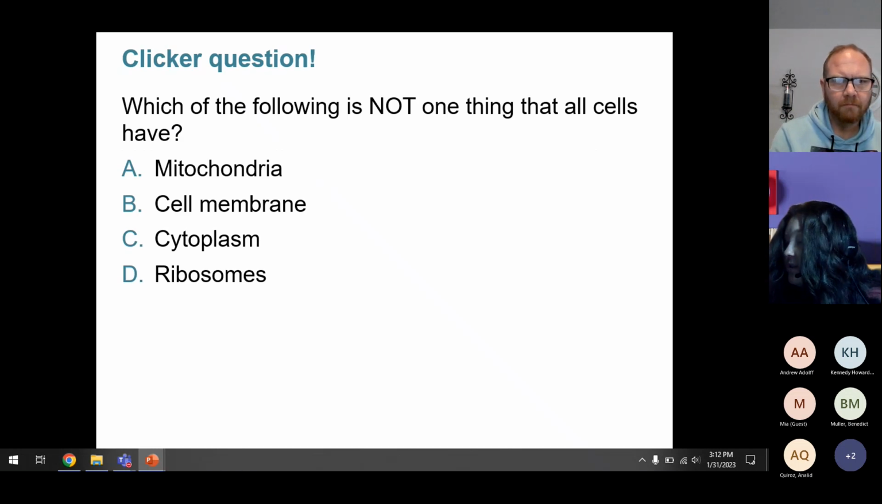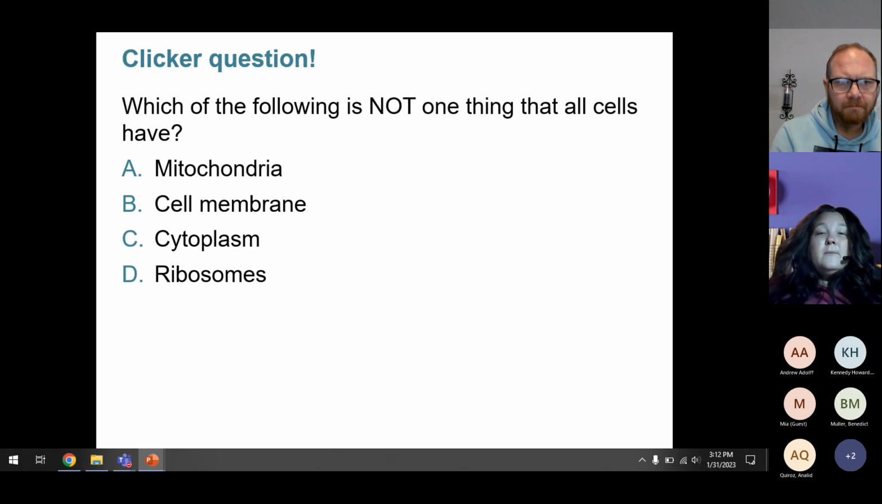Here's a multiple choice clicker question. Remember, there are 4 things that all cells have. Which of the following is not one of them?